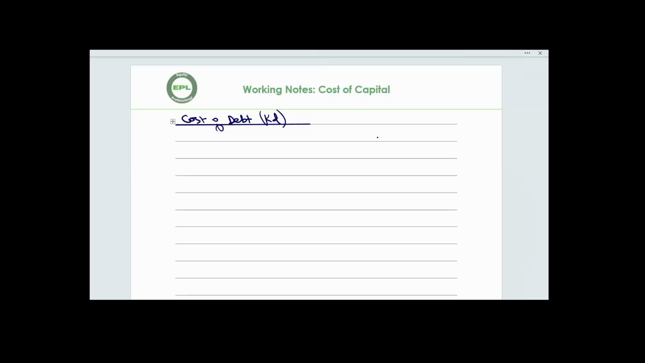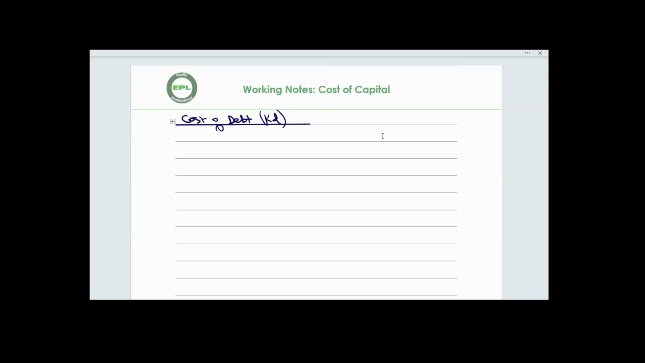The first step is to calculate cost of equity. Then step two, you calculate cost of preference share if you have it in the capital structure. Then step three, you calculate cost of debt. That's what we want to discuss today. But first things first, before we talk about how to calculate cost of debt, what is debt? What are the types of debt? And how do you calculate cost of debt? So let's quickly go into that.